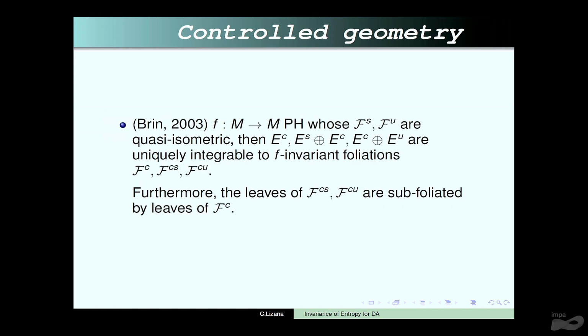So coming back to the hypothesis, I said you ask the unstable and stable foliation to be quasi-isometric. Recalling Brin's result, if you have this condition about the stable and unstable foliation, you get that the central bundle is uniquely integrable. So that is a very strong result. It's not easy, and it's going to be very useful for what we are doing. And the foliations are actually going to be quasi-isometric.